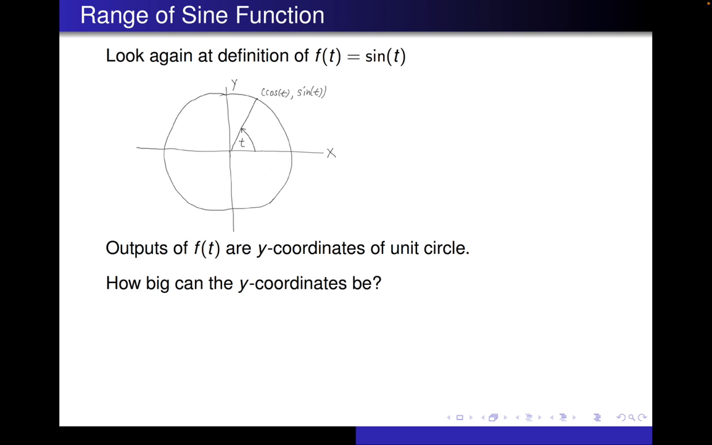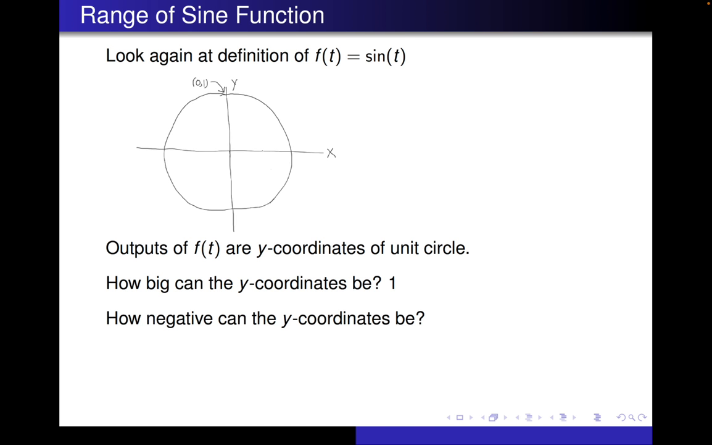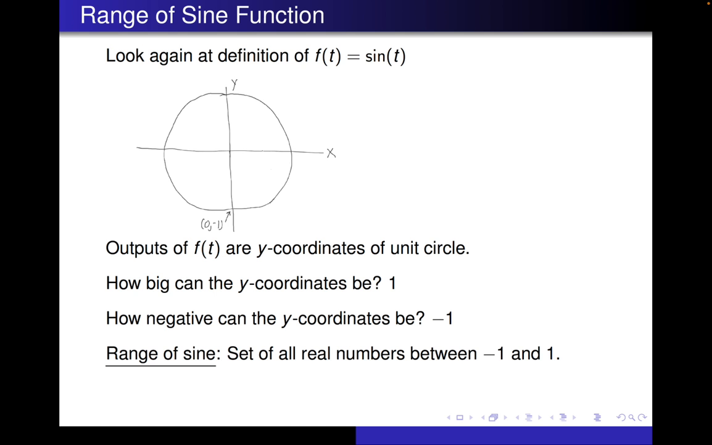Well, if I want what the biggest it can be, the most vertically high point I can get on that unit circle is right there at the top of the circle. Y-coordinates don't go any further than that, and that is at y equals 1 because it's a unit circle. So 1 is the biggest, and then the most negative is going to be the lowest point on that circle, way down here. That's going to be y equals negative 1. As you go between those 2 points, you can get any value in between. So the range of sine is going to be the set of all real numbers between negative 1 and 1.